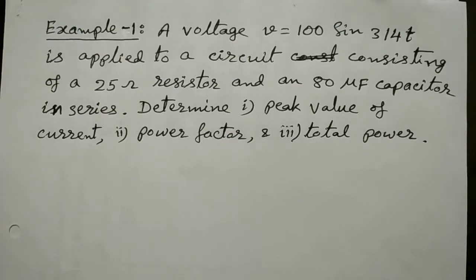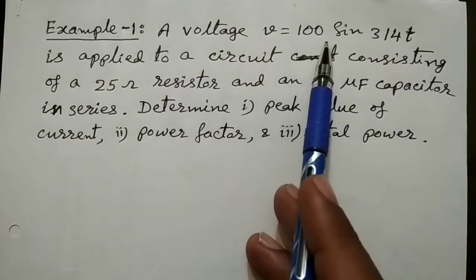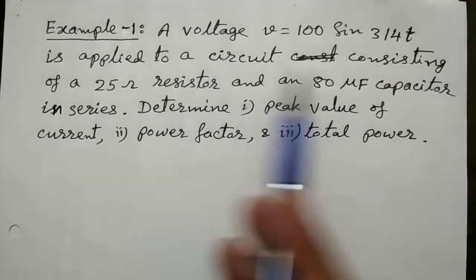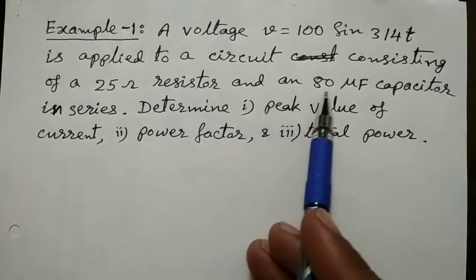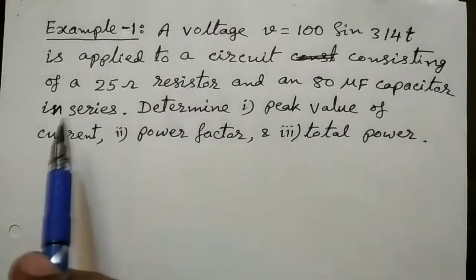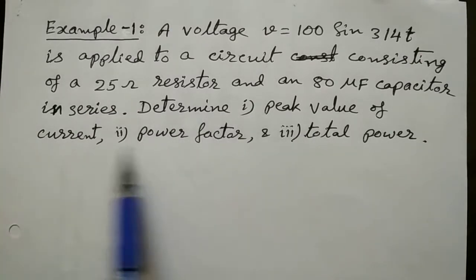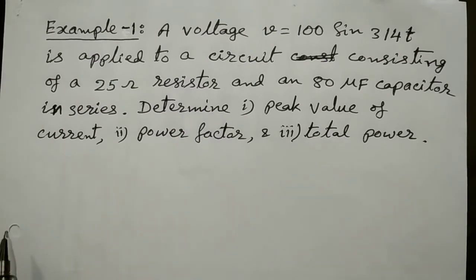In this lecture, we will discuss some numerical questions on RC series circuit. So here is the first example. A voltage V equal to 100 sin 314t is applied to a circuit consisting of a 25 ohm resistor and an 80 microfarad capacitor in series. Determine the peak value of the current, the power factor of the circuit, and the total power consumed.